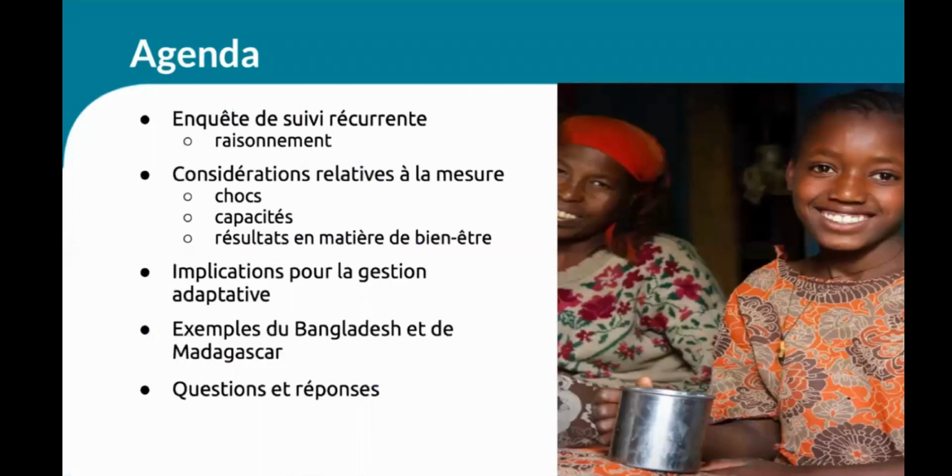Great. So in terms of our agenda, I'm going to start us off by talking about the rationale for why you would use the recurrent monitoring survey, what are some of the things you need to be thinking about, when will be the appropriate use for it, what are some of the benefits, and then move into measurement considerations, with an overview of what we collect in terms of shocks, capacities, and well-being outcomes. Mark will go into more detail about that and also speak to the implications for adaptive management.